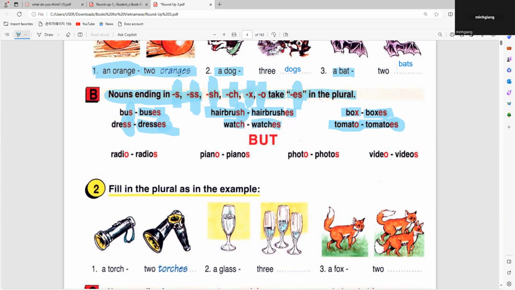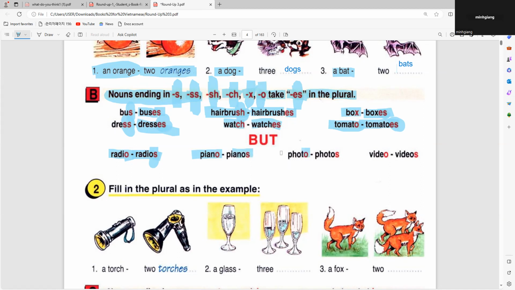Okay. But there is a but. If this one word is radio, you will not add ES. For example, radio, you will not say ES. You will just add S. That is radios. How about piano? You will add S or ES? Many pianos. Piano is S only, that's correct.